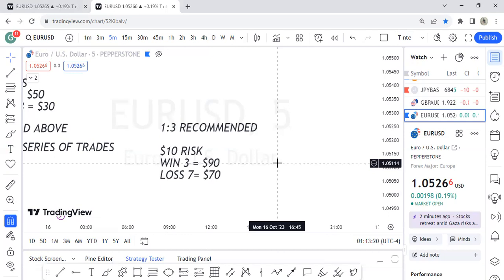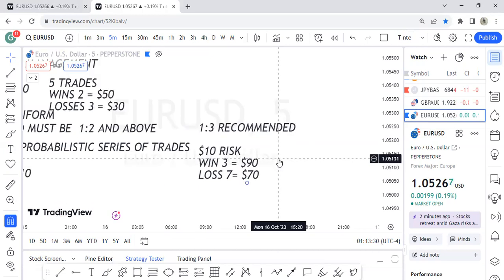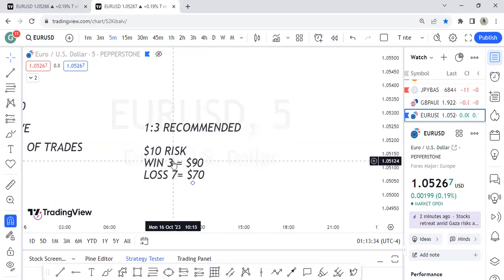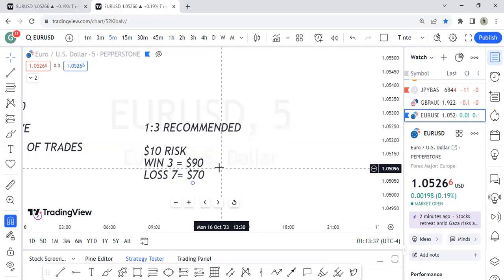No matter how good the setup is, it can end up being a loss, because that is how the market operates. So you have to learn to spread your risk across different trades, right? Spread your risk. And you know that this is the minimum. You can always win 4 trades out of 10. You can always win 5 out of 10 to be more profitable. I'm just giving you guys the minimum requirements.